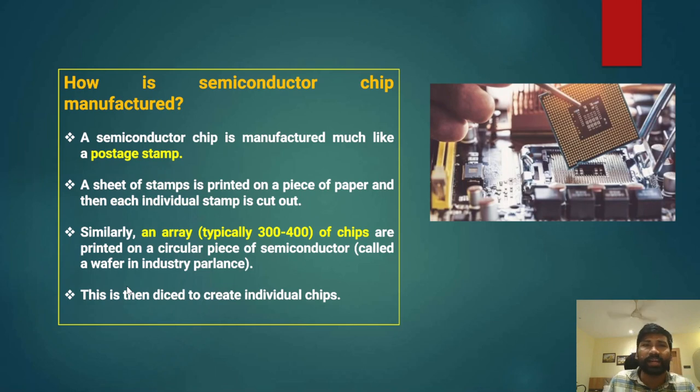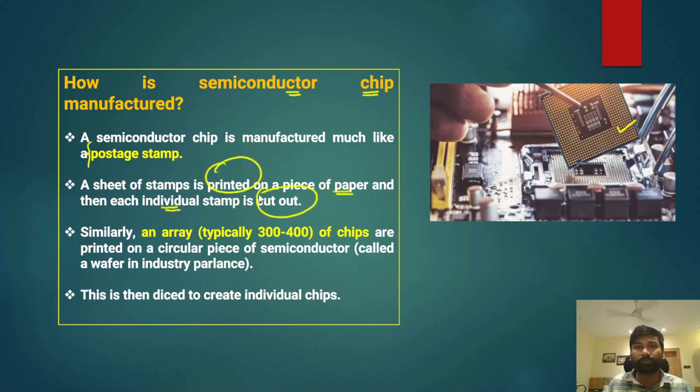Now briefly understand how a semiconductor chip is manufactured. The semiconductor chip is manufactured much like a postage stamp. If you look at this semiconductor, it looks like a postage stamp. So in this context, it is much like a postage stamp.